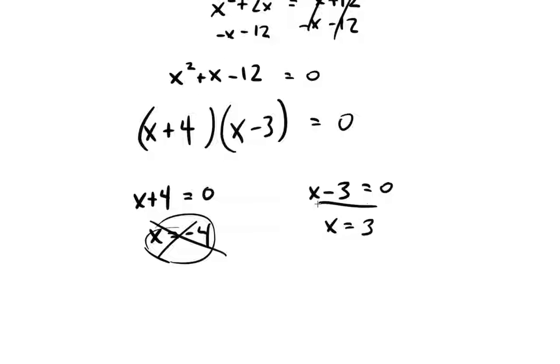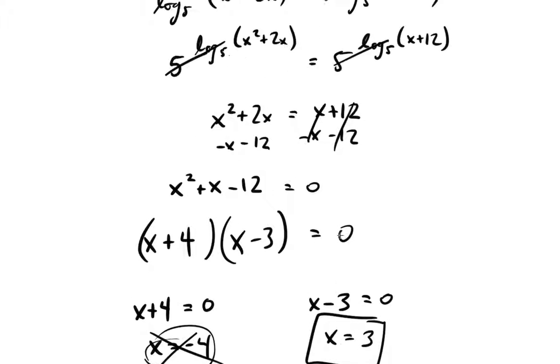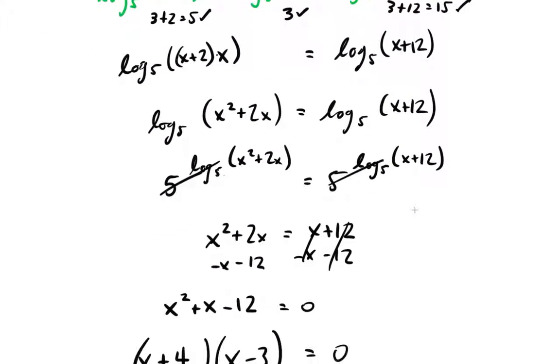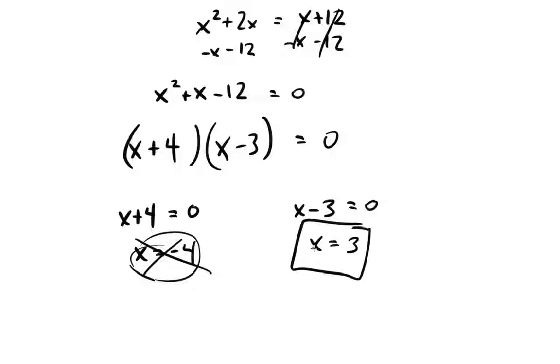Okay, but 3 is a valid answer, because if I go and plug in up here, right? 3 plus 2 is 5. That's fine. 3 by itself, that's fine. 3 plus 12 is 15. That's fine. Okay, so remember that you have to check your answers. And in this case, x equals 3 is the only answer for us.